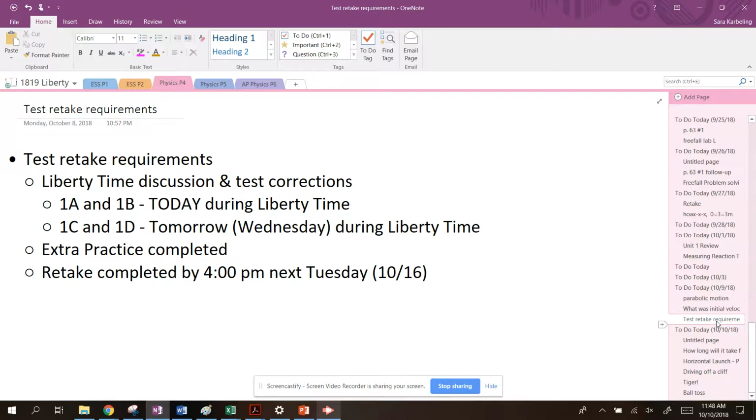If that doesn't work for you, you need to let me know. But most people have just told me already when they're ready to do it. I've got the retake ready and it's printed. So whenever you're ready, I'm ready for you. But you do need to do some reteaching before we do that. So again, if you have questions about that, let me know.